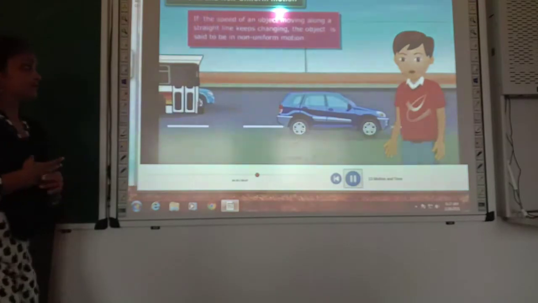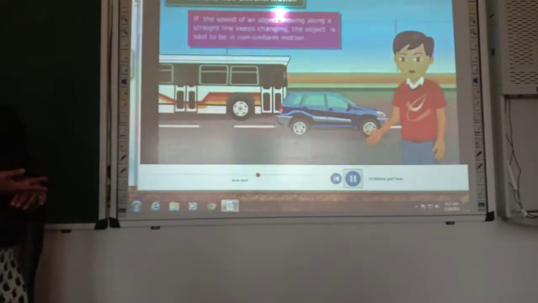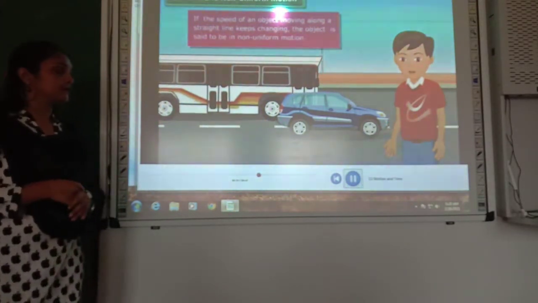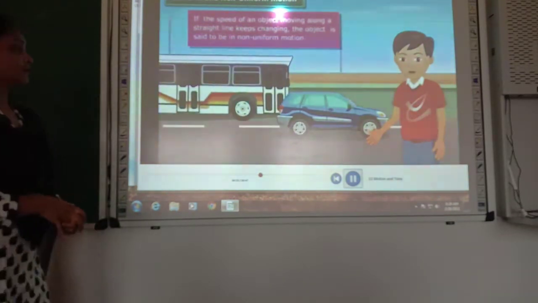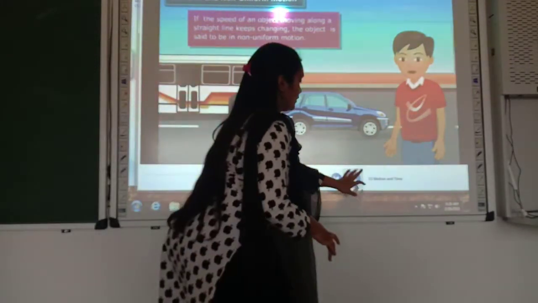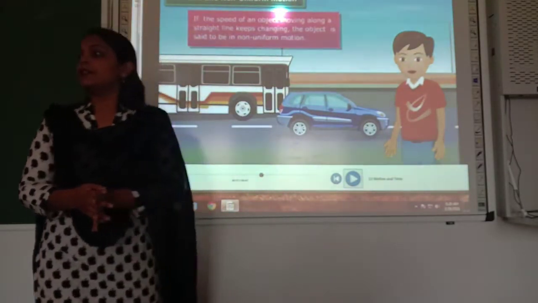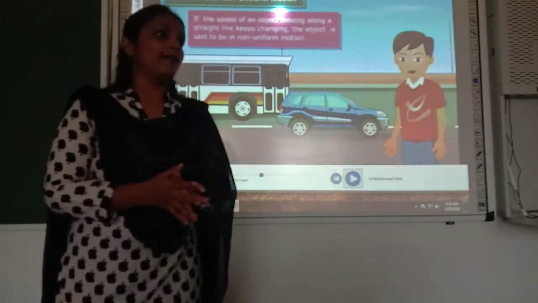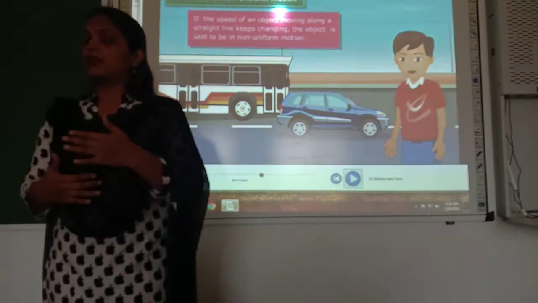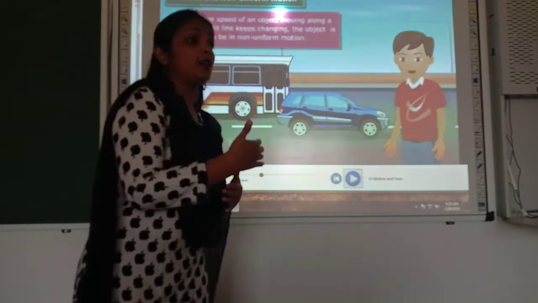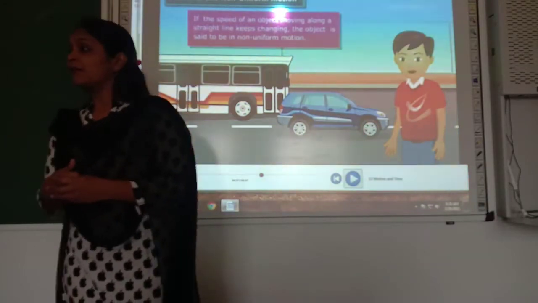If the speed of an object moving along a straight line keeps changing, its motion is said to be non-uniform. A bus, for example, moves at varying speeds. जब हम कार या बस या कोई भी गाड़ी राइड करते हैं, then what we did, चेंज करते रहते स्पीड को, कभी 10 किलोमीटर पर आवर, कभी 20 किलोमीटर. तो यूनिफॉर्म है वो नहीं है.